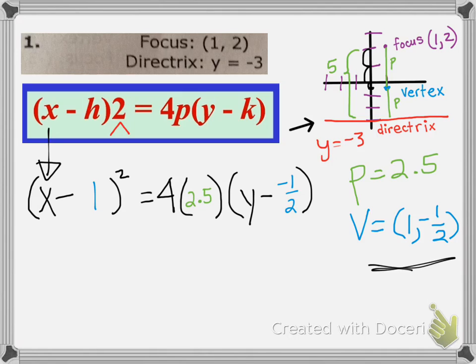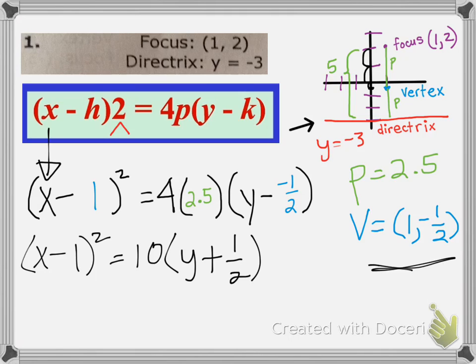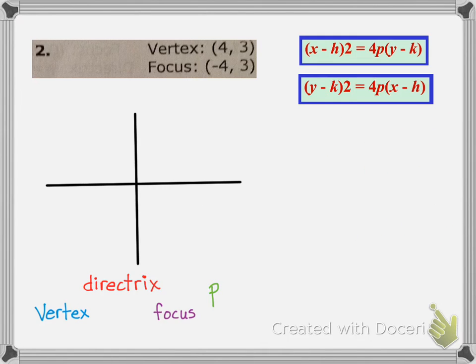Now there's very little simplification left. You're almost there. This is going to remain the same. 4 times 2.5 will actually be 10, and then you have a double negative there, so that'll be +1/2. All right, one down. Let's try another.